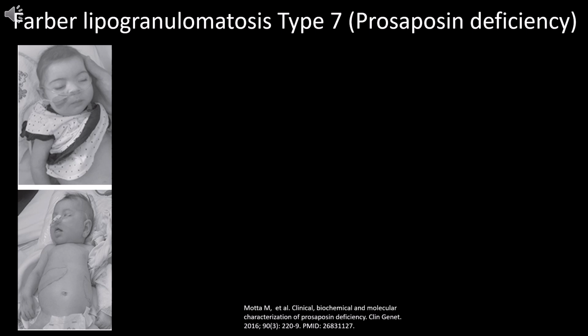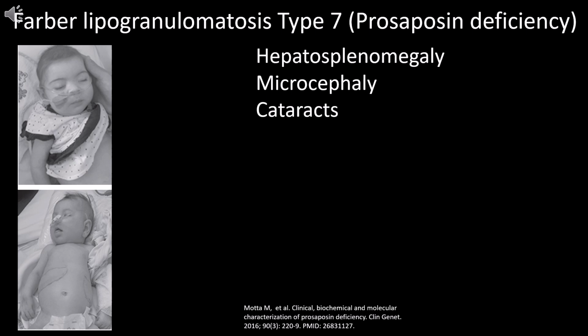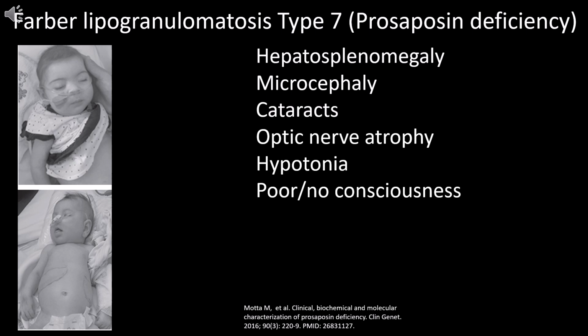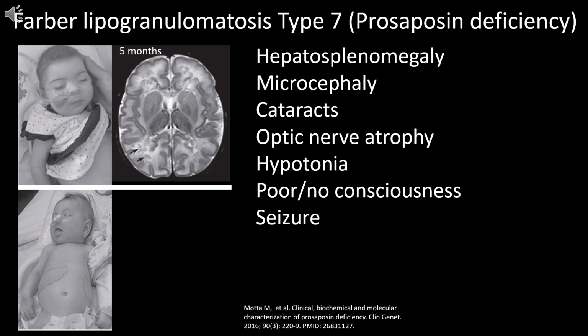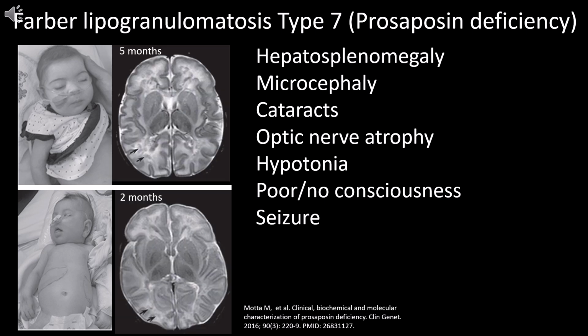Their clinical manifestations were hepatosplenomegaly, microcephaly, cataracts, optic nerve atrophy, hypotonia, poor or no consciousness, and seizures. An MRI at 5 months of age in the first case, and at 2 months of age in the second case, showed cortical dysplasia and small strokes pointed by the black arrows.